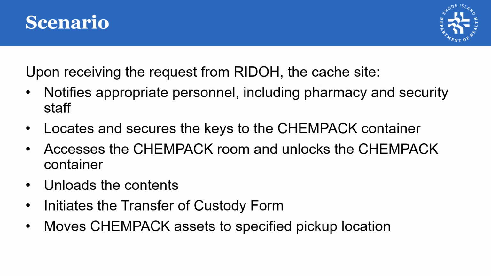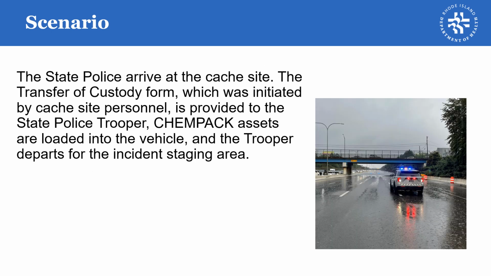In turn, the cache site will notify personnel, including pharmacy and security staff, will locate and secure keys to the CHEMPACK container, will access the CHEMPACK room and unlock the container, will unload container contents, and will then initiate the transfer of custody form. Finally, the cache site will move the CHEMPACK assets to the specified pickup location. The state police arrive at the cache site and receive the transfer of custody form from the cache site personnel. Then, the CHEMPACK assets are loaded into the vehicle and the trooper departs for the incident staging area.